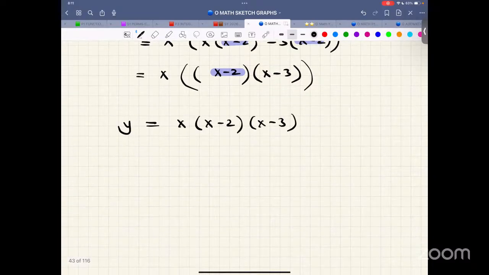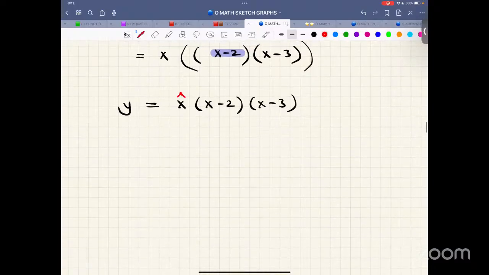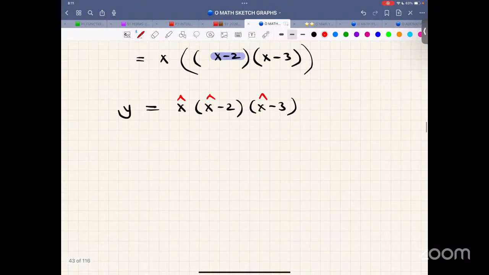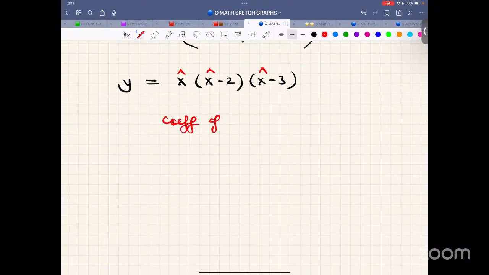Now, look at the coefficient of x cubed. x is positive, x is positive, x is positive, x was already positive. So the coefficient of x cubed is positive. Therefore, this is top right till bottom left.